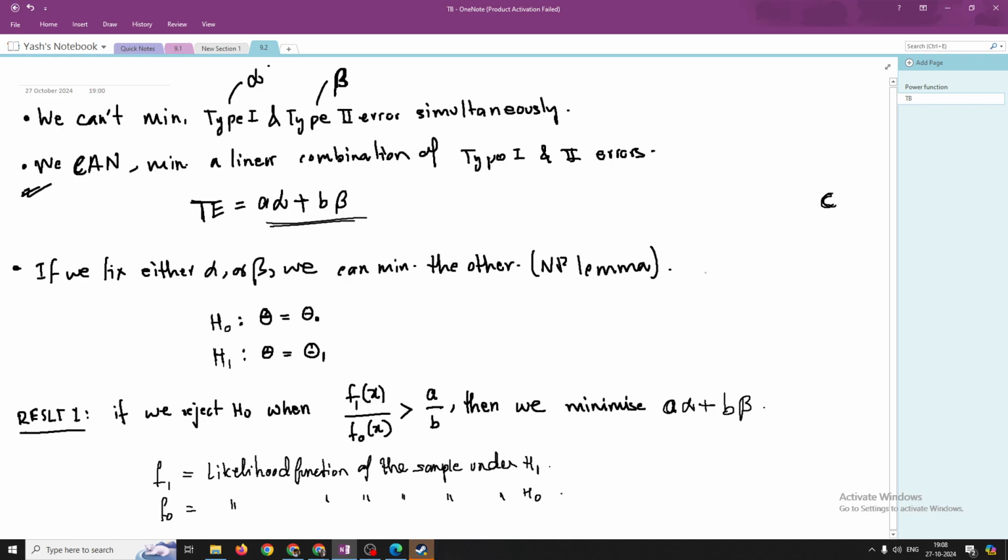So if a question asks which test would minimize 3 times alpha plus 4 times beta, you would have to use this result: we reject our h naught when f1 of x divided by f naught of x is greater than a by b, where a is 3 and b is 4. So 3 by 4, then this linear combination of errors would be minimized. Then an expression will come, you need to simplify that expression, and that would be your answer. Nothing too much.